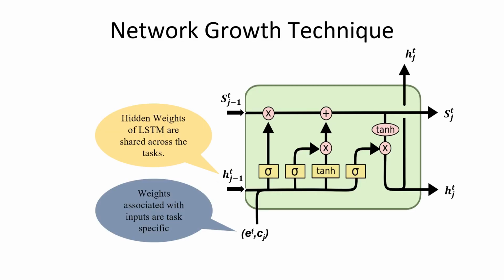One potential problem with these regularization based approaches is that training time grows with the number of tasks. So we aim to propose a network growth technique specific to LSTM with the intuition that the actual main network parameters differ across the tasks, but the dependencies between them remain the same. So the hidden weights of the LSTM are shared across the tasks, but the variability in parameter generation across the tasks is captured by having task specific weights associated with the inputs. The weights associated with the inputs are task specific.